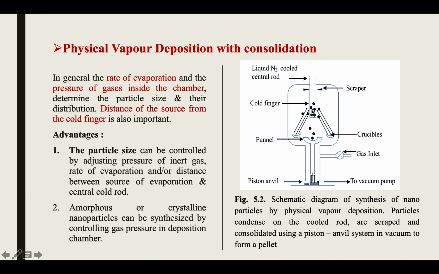This is the cold finger, where inside the cold finger you will have liquid nitrogen. This is the central rod, and it is very important to get your condensation at a particular time or fixed temperature. Based on this temperature your nanoparticle size will depend. And this is the scraper, which is important to adjust the height of the cold finger. So these are the parameters and components of the physical vapor deposition chamber.